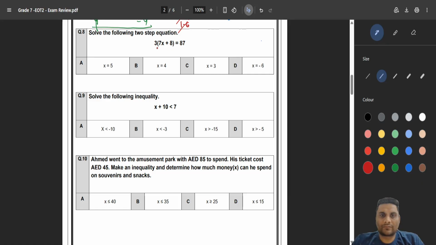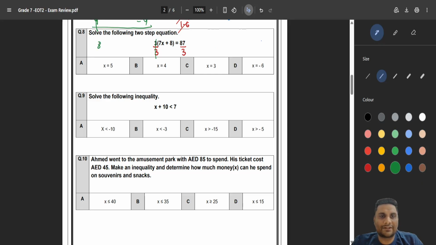First of all, you see the 3 and you see the parenthesis. Between the 3 and parenthesis, there is nothing here. Yani again, this is multiply. When I see multiply, what will I do? I will do divide 3. So I will do divide 3 here. I will do divide 3 here. Okay. So 3 and 3 is gone. Class. 7x plus 8 equal 87 divide 3. 87 divide 3 will be 29.